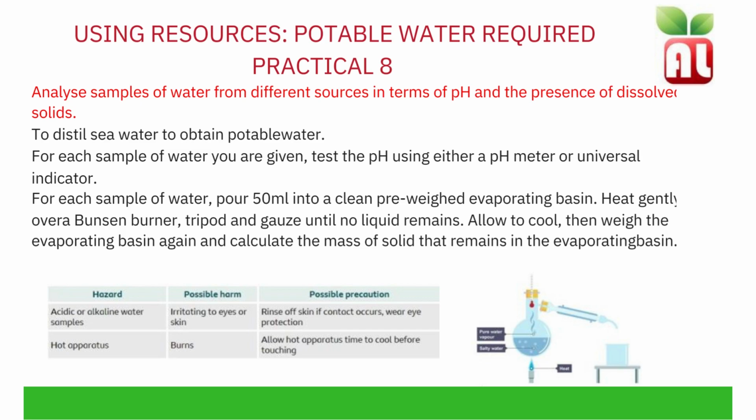Potable water required practical. Analyse samples of water from different sources in terms of pH and the presence of dissolved solids, and distill seawater to obtain potable water. For each sample of water you are given, test the pH using either a pH meter or universal indicator. For each sample of water, pour 50 millilitres into a clean, pre-weighed evaporating basin. Heat gently over a Bunsen burner, tripod and gauze until no liquid remains. Allow to cool, then re-weigh the evaporating basin and calculate the mass of solid that remains.